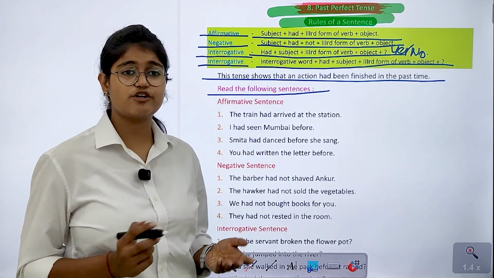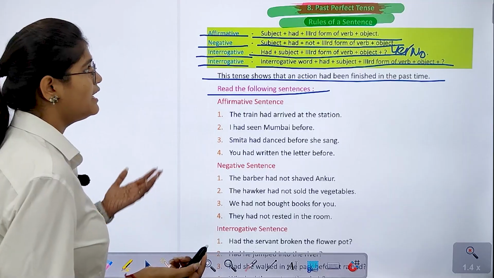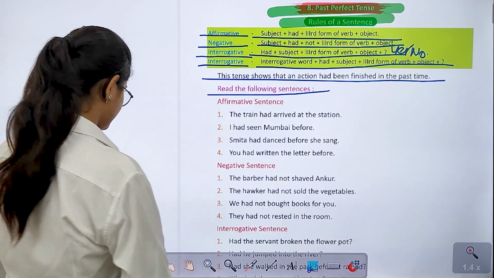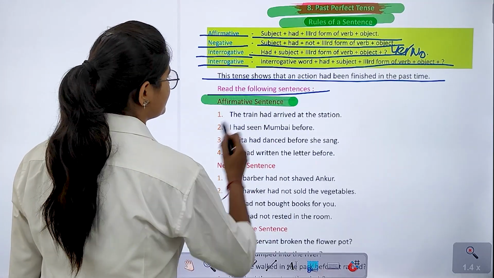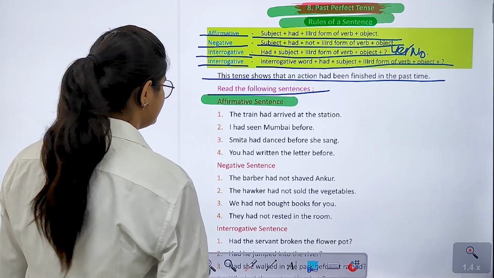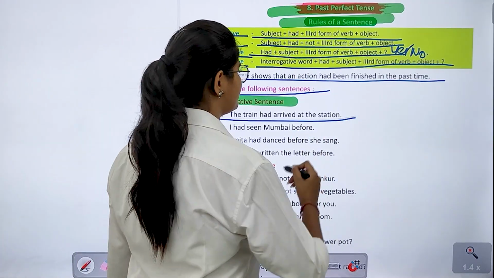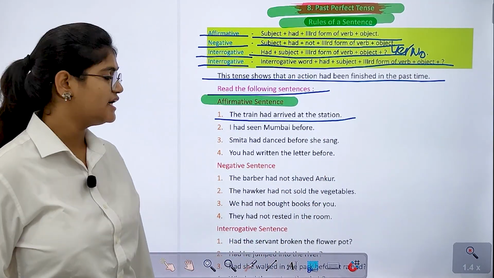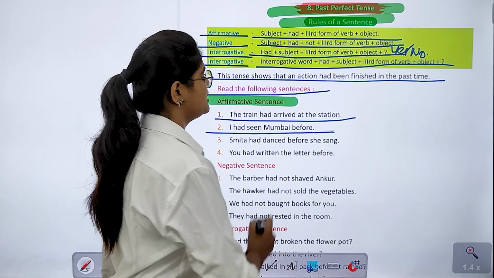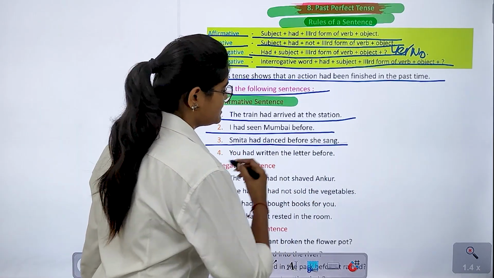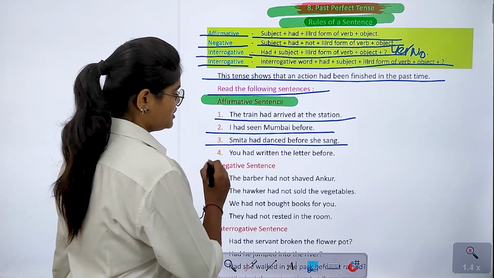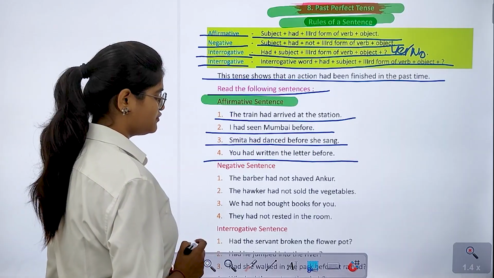So read the following sentences. जल्दी से इन सेंटेंसेस को पढ़ते हैं और आइडेंटिफाई करते हैं पास्ट परफेक्ट टेंस को. So the topic is affirmative sentence first of all. So: The train had arrived at the station, right? Next is: I had seen Mumbai before. Smita had danced before she sang. You had written the letter before.